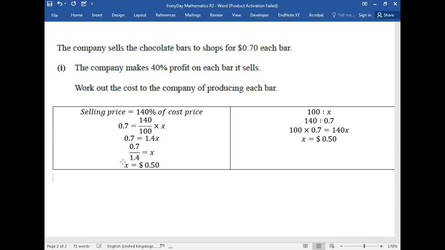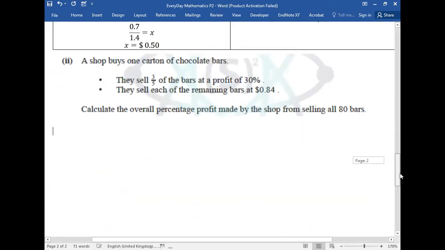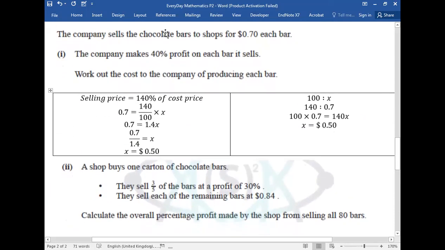Now, please read this question. This is a 5-mark question, the next part. So you need to understand the comprehension. A shop, now they're talking about a shop, remember, buys 1 carton of chocolate bars. How much did the bar cost? First tell me this. The company sells it for $0.7 each bar. A shop buys 1 carton of chocolate bars. So every bar is $0.7 for the shop. So now $0.7 becomes the cost price for the shop.